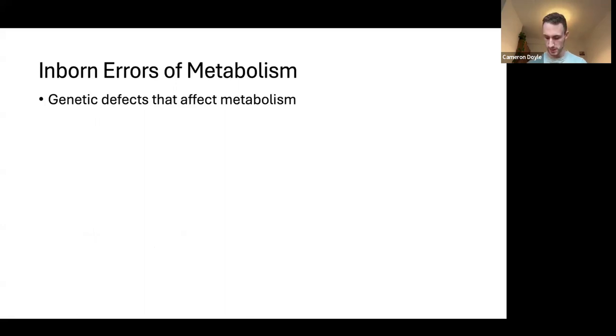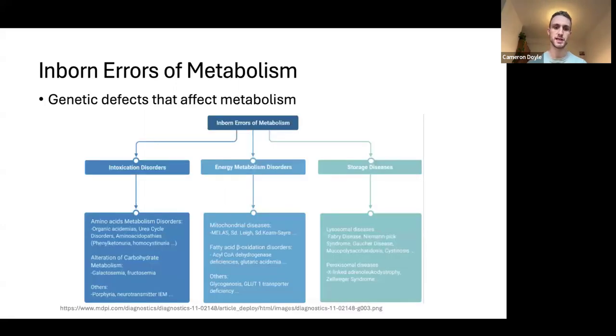And then inborn errors of metabolism. These are just genetic defects that affect metabolism. And again, this is a nice summary slide, which I'll let you guys read over in your own time, grouped together into intoxication disorders, energy metabolism disorders, and storage diseases as well.